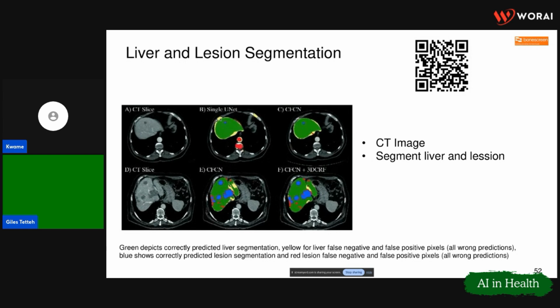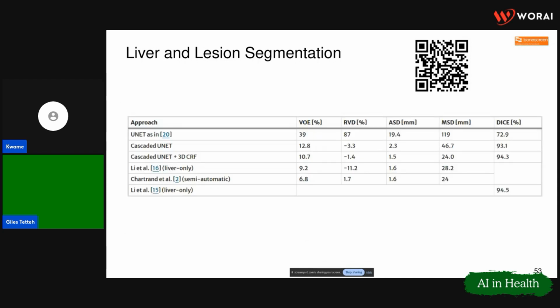In the image, you see the yellow regions are the wrong segmentations, and the red regions are also wrong lesion segmentation. And then green is the correct liver segmentation, blue is the correct lesion segmentation. I just present one slide on it, and then we look at the result quickly.